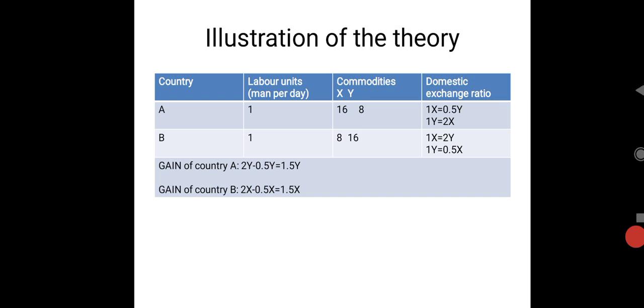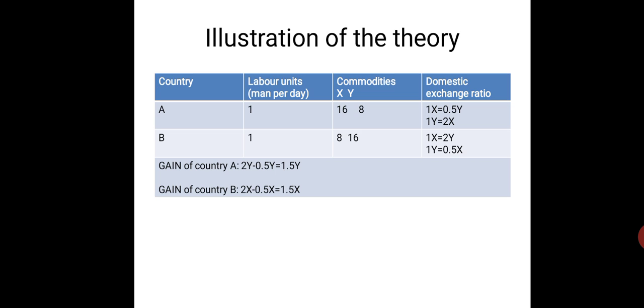I've just used another illustration for this theory, a bit more economical way. See, there are two countries involved, A and B. Labor units, which shows how many men are involved per day to produce that commodity. There are two commodities involved, X and Y, and the last column shows the domestic exchange ratio. Domestic exchange ratio means if it is an internal trade. If trade is happening within the country, how much of goods we have to give to get another good, how much of X we have to give to get the level of Y.